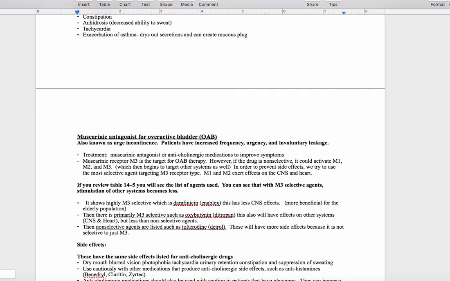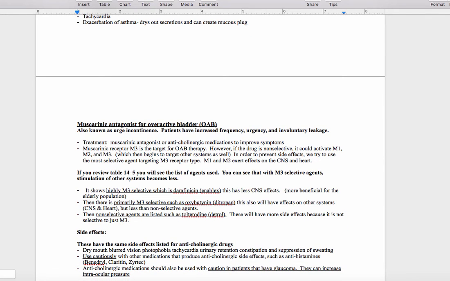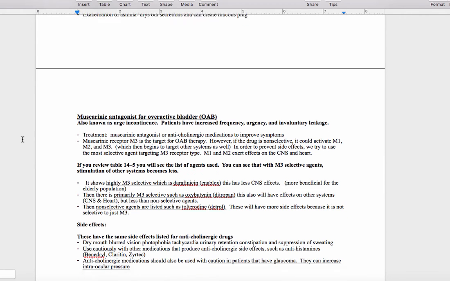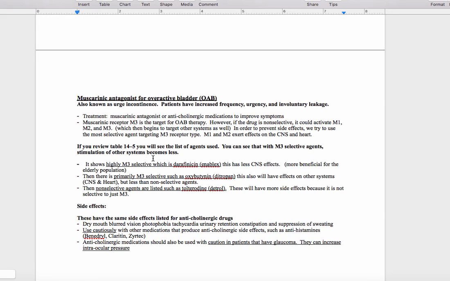That's another reason, in the elderly population, for them having CNS issues, because they do get a little bit of that M1 receptor hit, or even the M2 receptor hit. So that's why we try to find the anticholinergic agent that works best and is as selective to M3 as possible, essentially. Hopefully this is making sense. Because once you're hitting M2, M3, you're starting to hit other systems, and that's when you're going to get these other side effects.